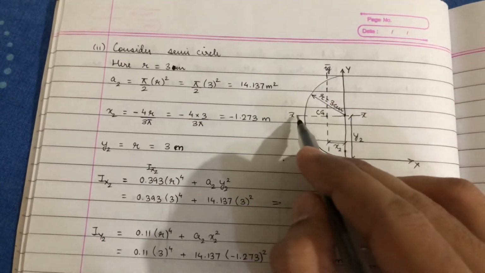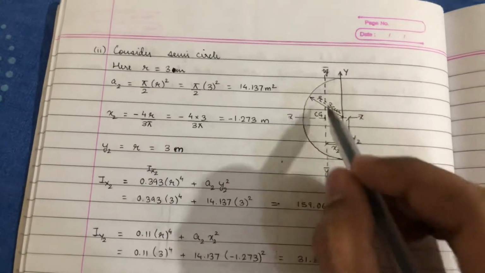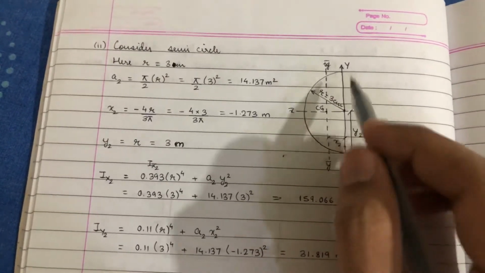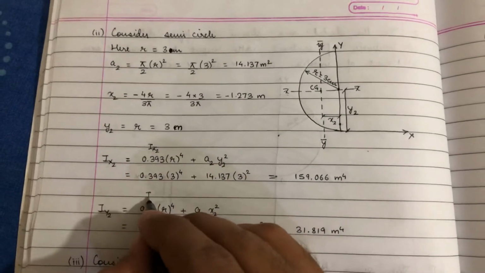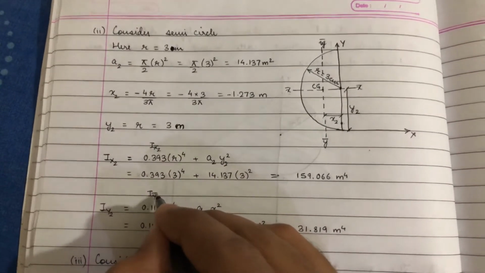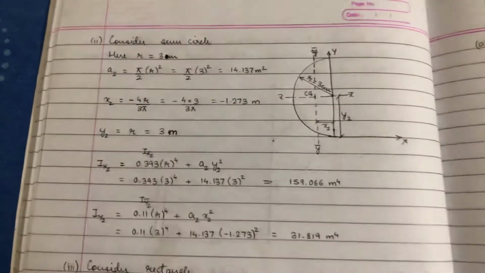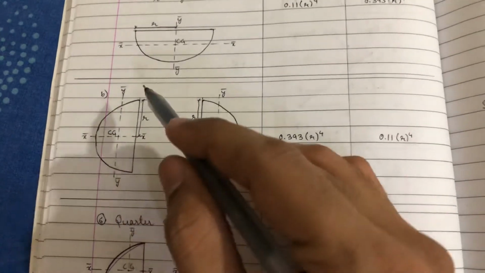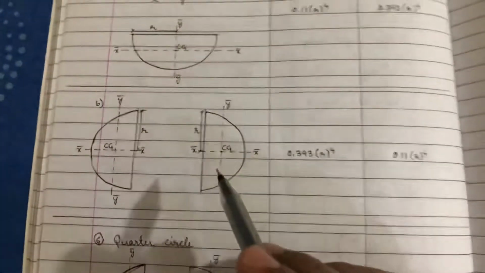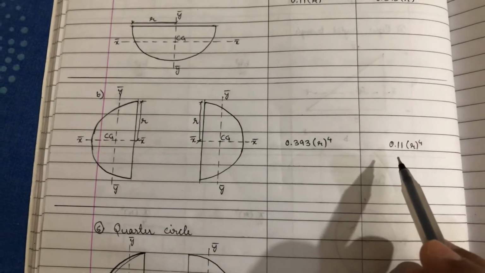Now in this case, x bar is perpendicular to the diameter and y bar is parallel to the diameter. So y bar will be 0.11. You can see this is Iy2 bar. Y bar will be 0.11 and x bar will be 0.393 from this figure. It is similar to this figure. The position is similar to this. So x bar will be 0.393 and y bar will be 0.11 r to the power 4.